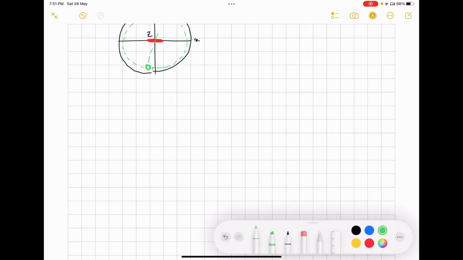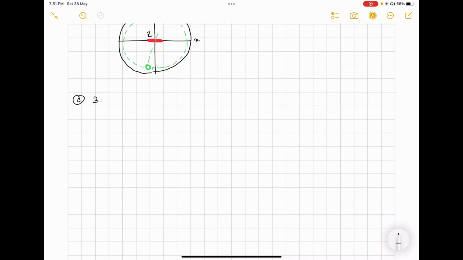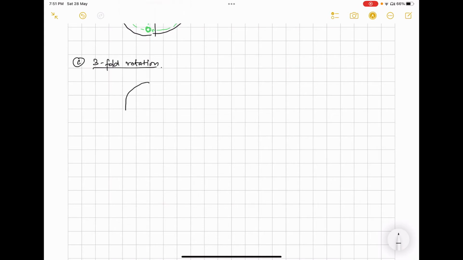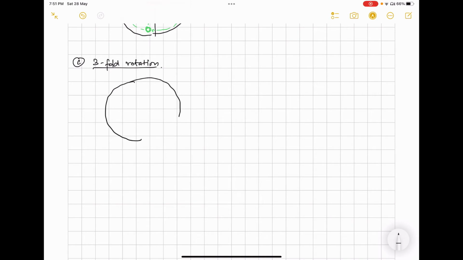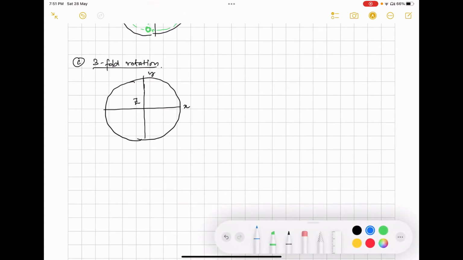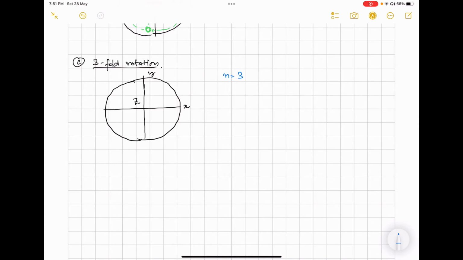Now, next is three-fold rotation. So this is n equals 3. This is x, y and z. This is done for n equals 3 and its symbol is a triangle. Whenever we have to show a three-fold rotation, we show a solid triangle.